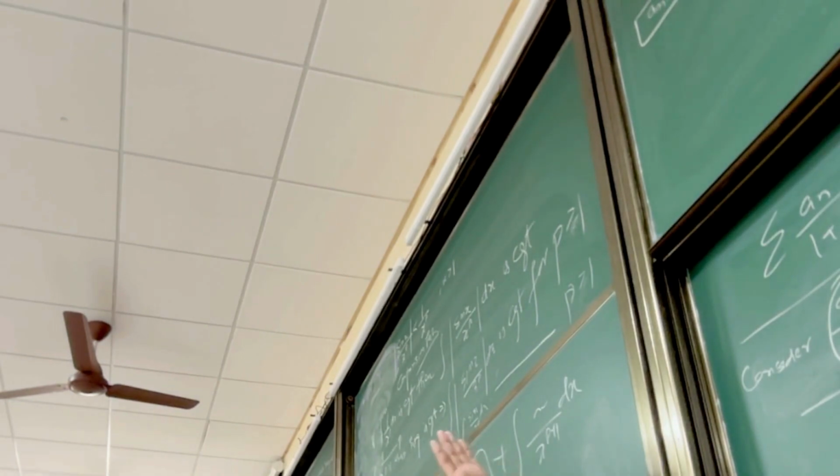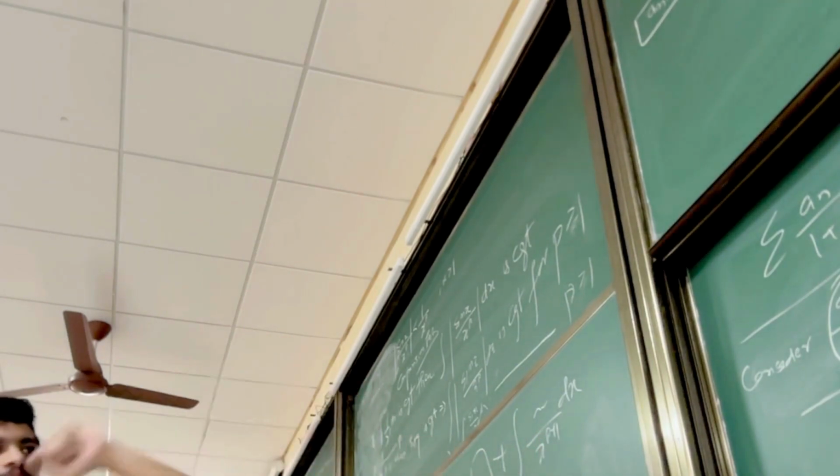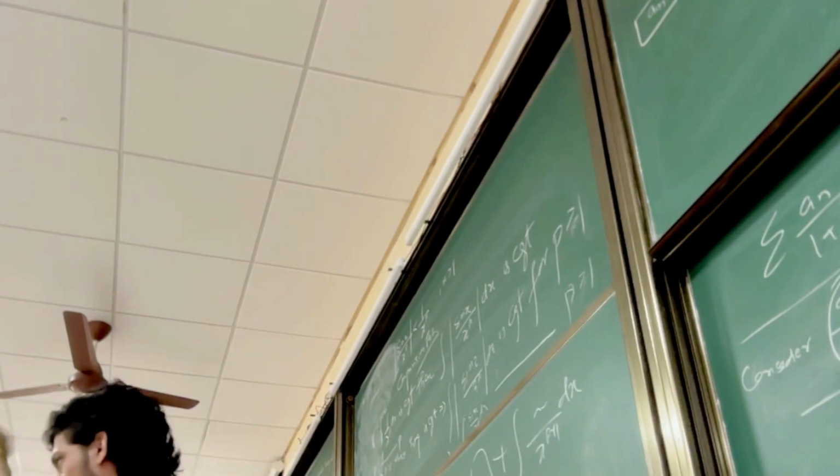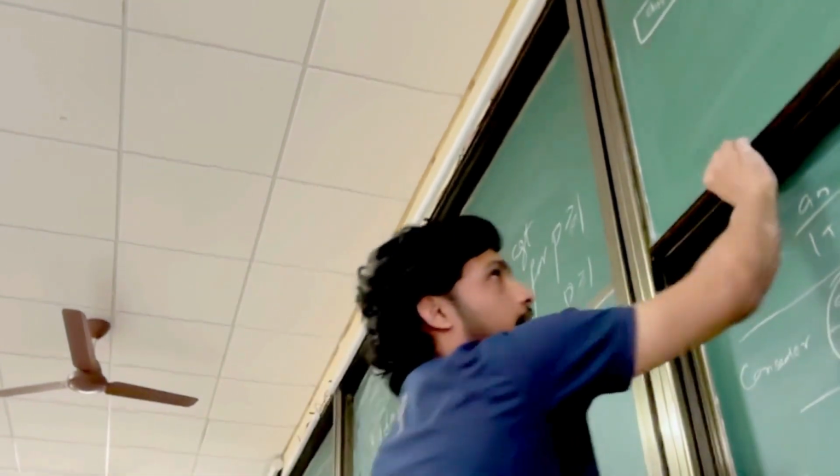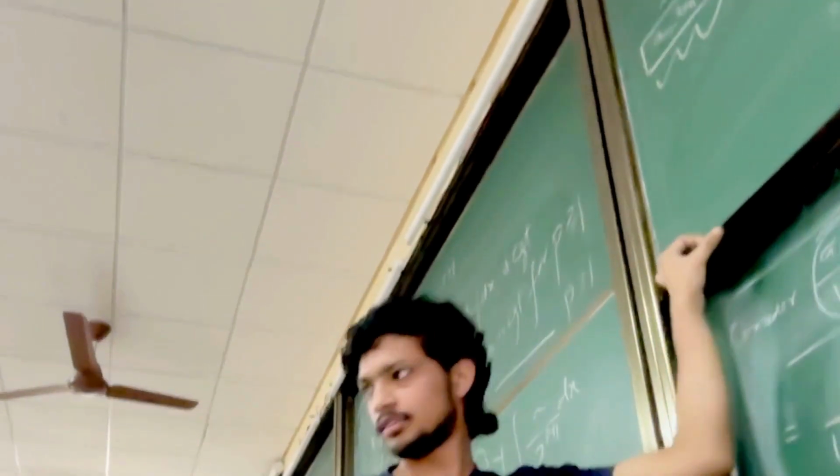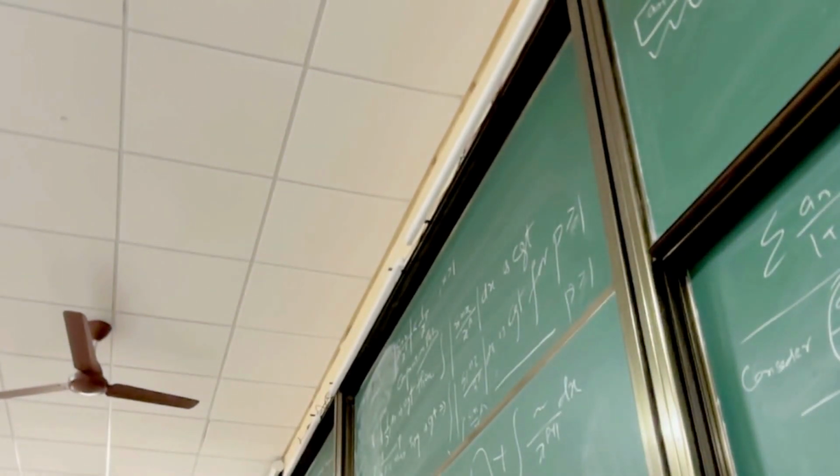Everyone should know and understand this one. Please understand. This is very important. This is a very important question. So, my question is, where do we use this condition? Where do we use an and bn being greater than 0?